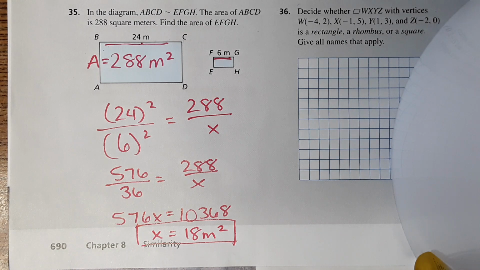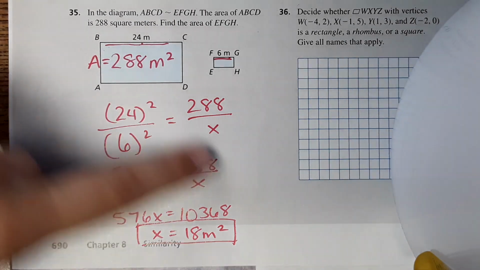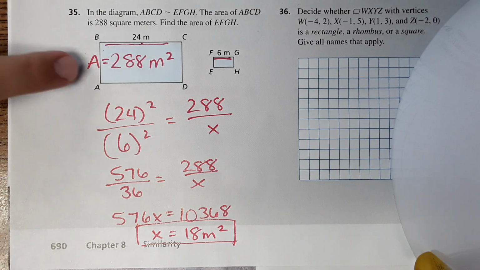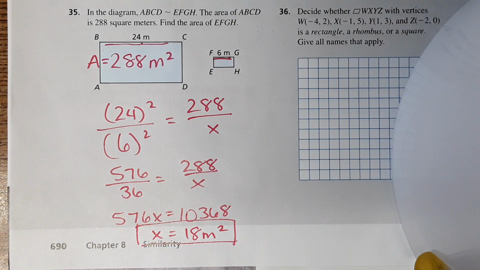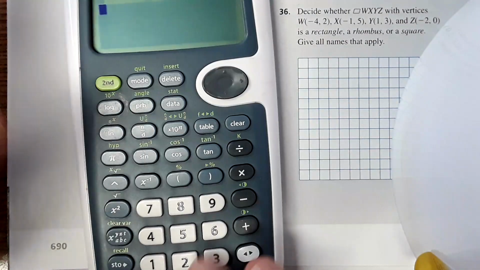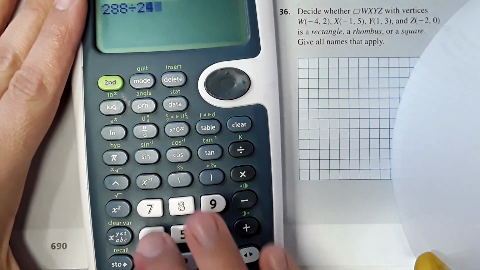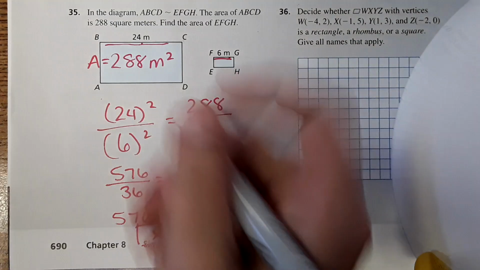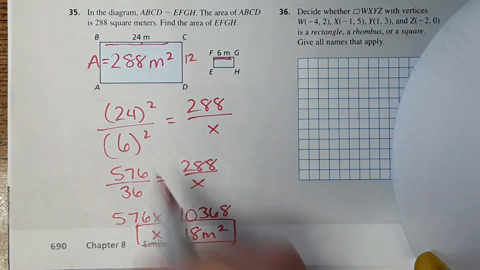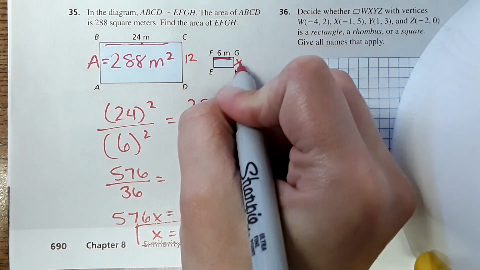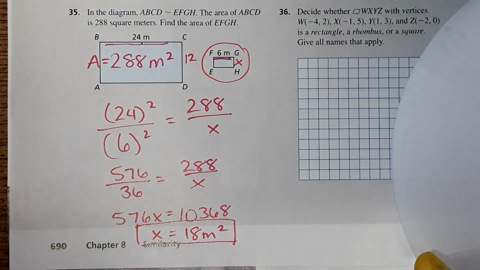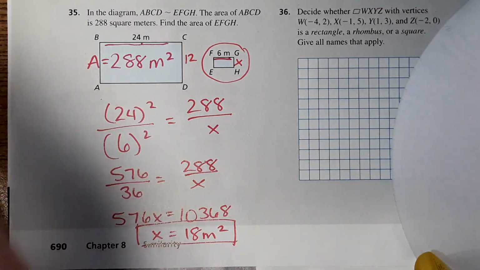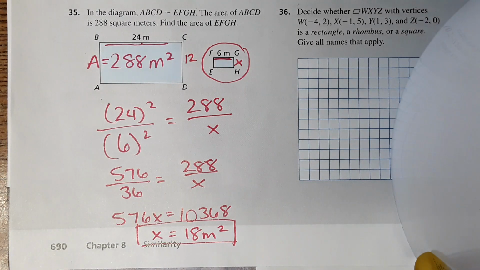My honors class also pointed out that if you forgot this whole process, you could actually take the area here, divide it by 24. Let's see, if I did 288 divided by 24, let me grab my calculator. So if you did 288 divided by 24, you get 12, and that's this length here. And then you could use proportionality to find out this side length and then find the area of this that way, if needed. Just FYI. Okay, we're going to move on to 8.3 now.